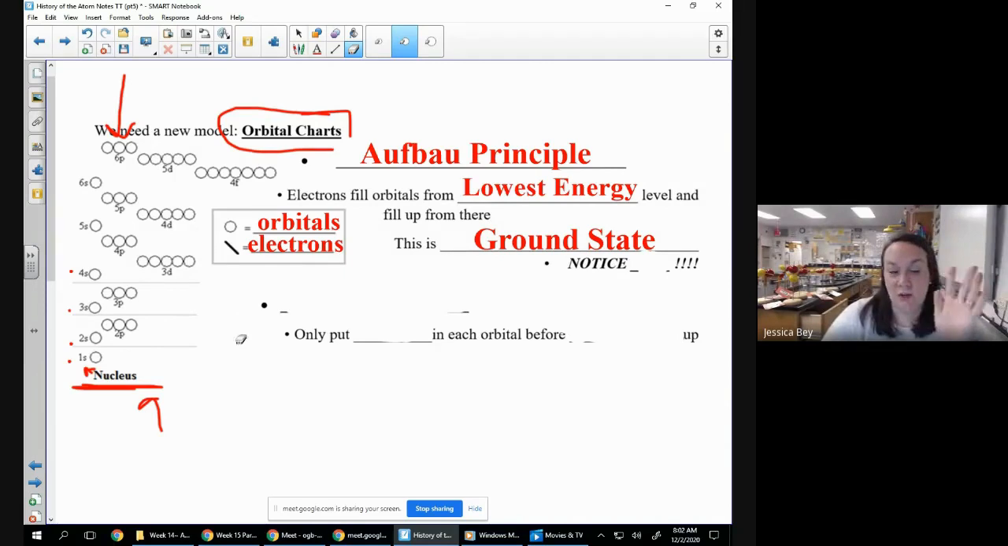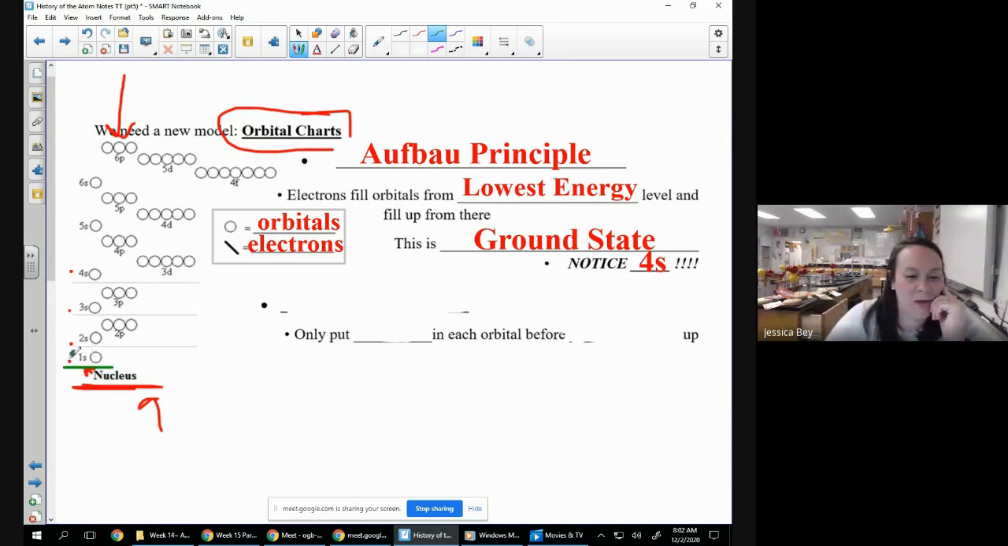Because Bohr said they want to be in the lowest energy, which is great, except for 4s. So if you take a look here, we have 1, which is S, then 2, which has S and P, and 3, which has S, P, and then here's the third energy level, D. But before we can put electrons in the third energy level of D, the fourth energy level of S sneaks in. And it's kind of weird.